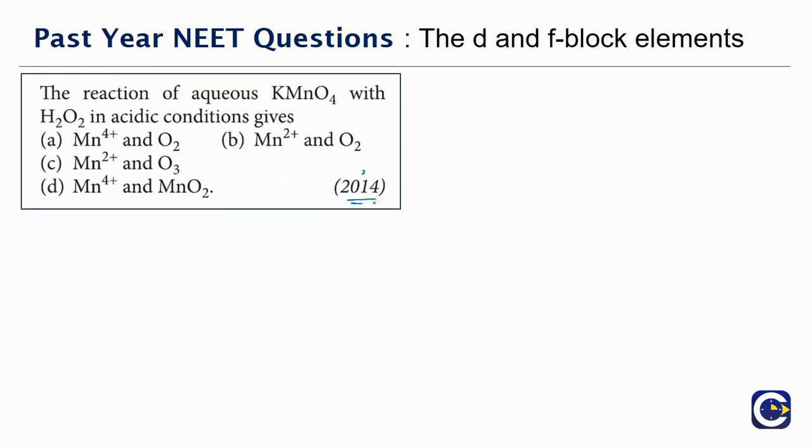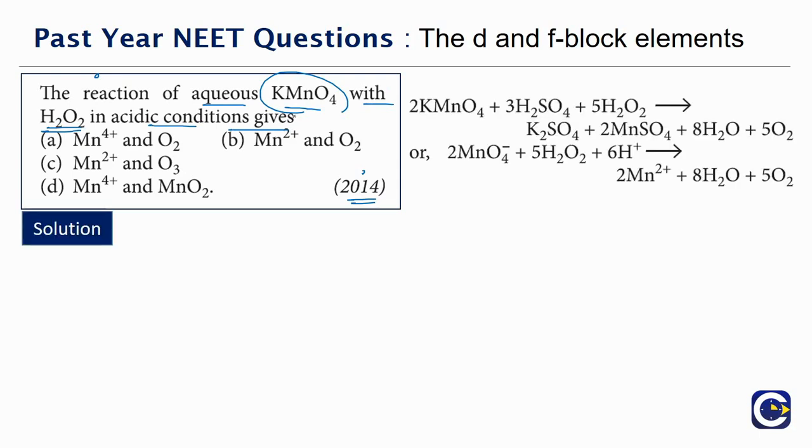Next we have a question that has come in 2014. The reaction of aqueous KMnO4. This is another question based on KMnO4 reactions. The reaction of aqueous KMnO4 with H2O2 in acidic conditions gives. So if you look at the reaction of aqueous KMnO4 in acidic conditions, it will give us potassium sulphate, manganese sulphate, water and oxygen.